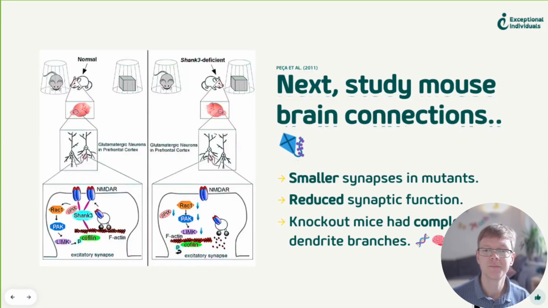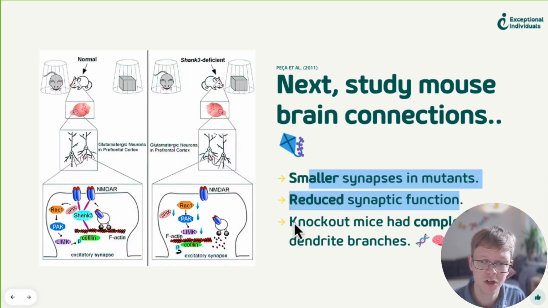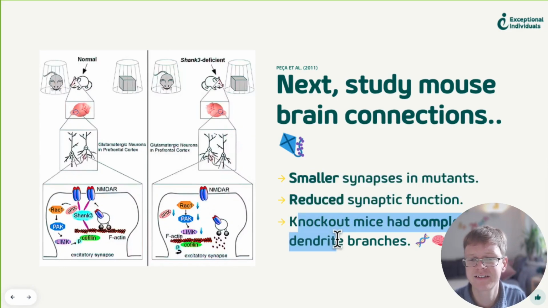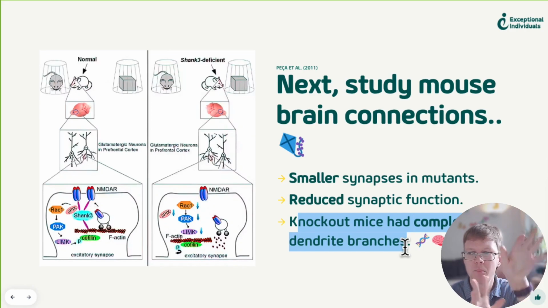The next study, let's look at the mouse's brain connections. We found in this study that smaller synapses, smaller connections, were in the mutant, knockout mice. Reduced synaptic function, the communication wasn't as good. Knockout mice had complex dendrite branches. Well, isn't this interesting? Because when we were looking at autistic children's dendrites, we saw that they were a little bit more bobbly. There was more stuff going on. They had less pruning. And the mice have the exact same look.